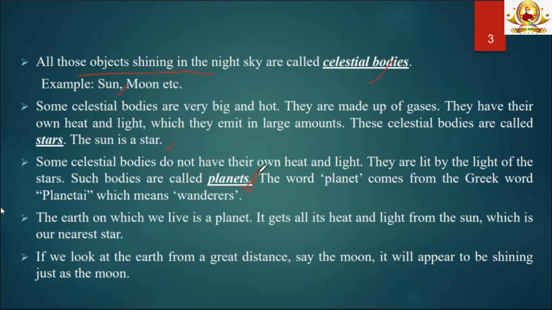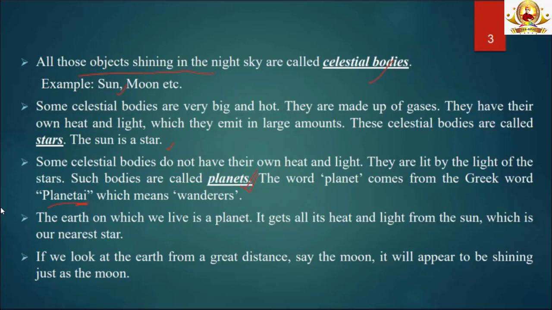Planet has come from the Greek word planetai, which means wanderers. Why are planets called wanderers? Because every planet has an orbit in which it is revolving around the sun. So in simpler language, they wander around the sun in an orbit. That is why they are called wanderers. Hence the word planetai, and they are named planets.